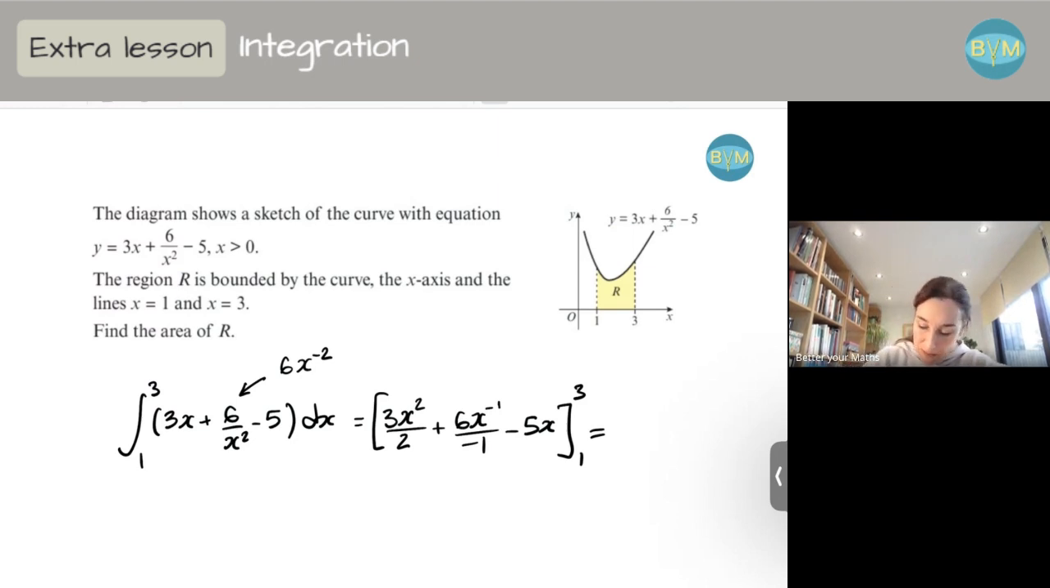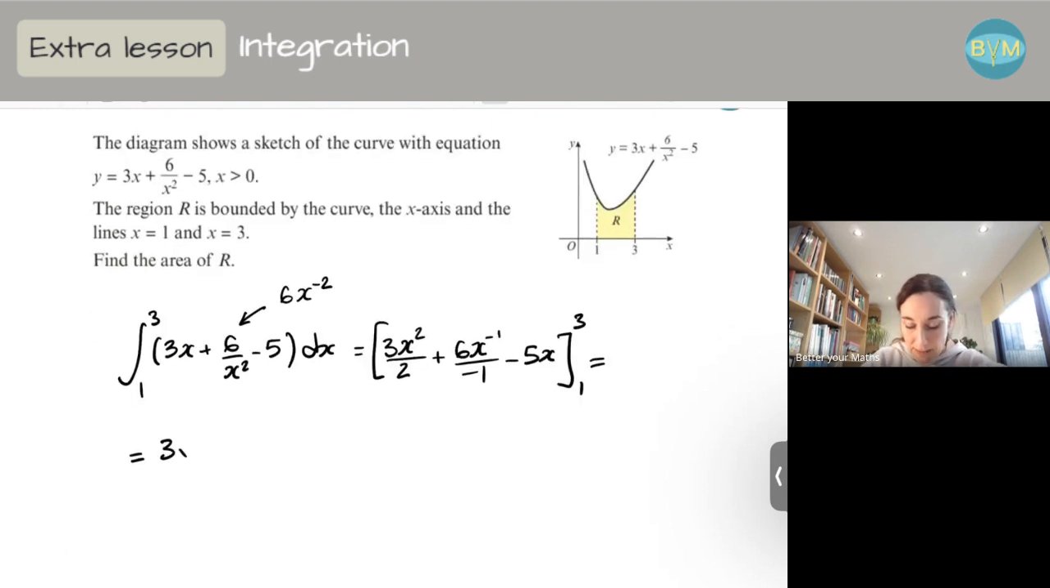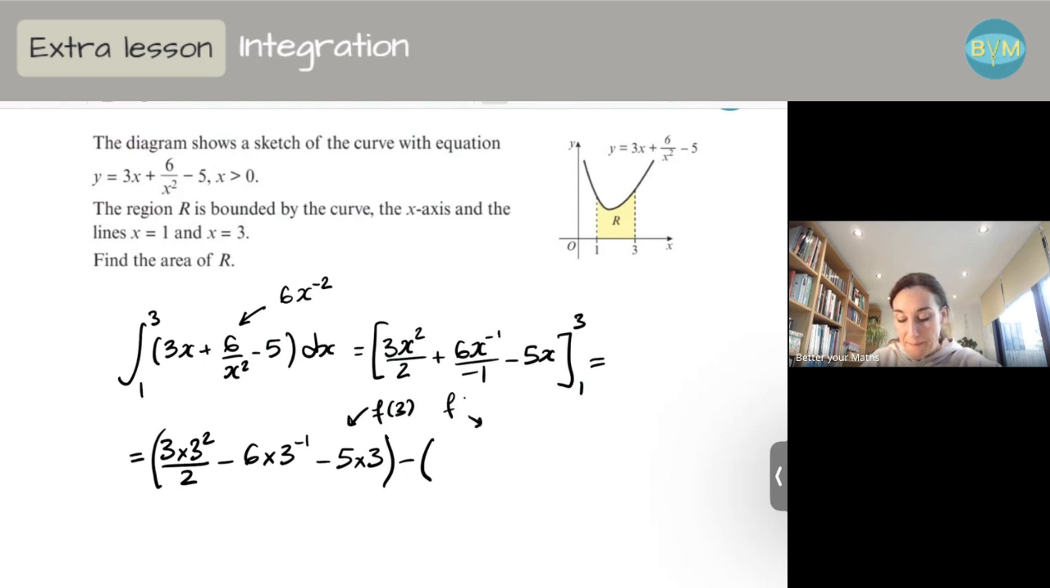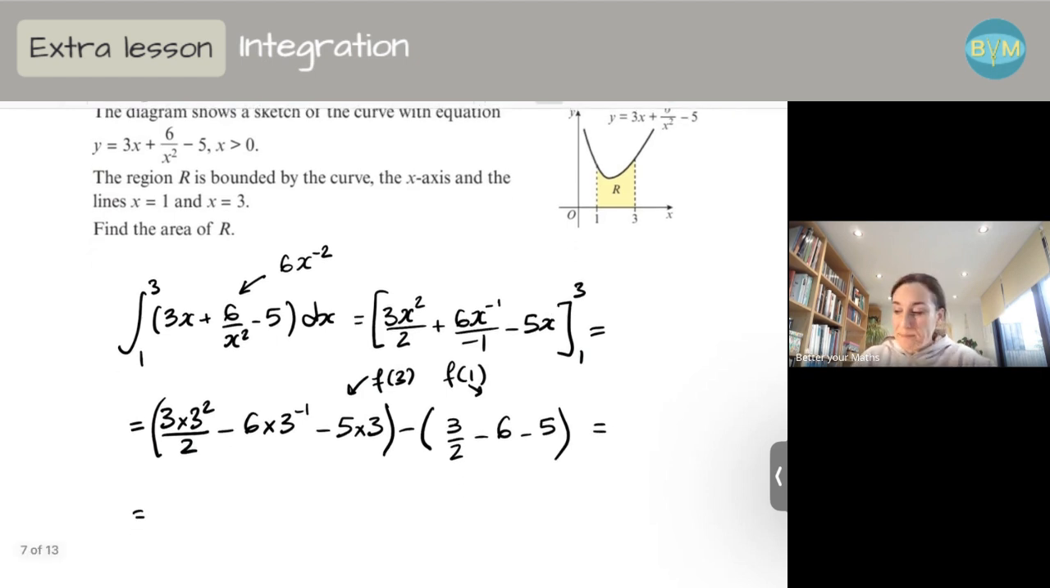Yeah, so let's go. We have 3 times 3 squared divided by 2 minus 6 times 3 to the power of minus 1 minus 5 times 3. All minus, I substitute the 1, yeah? So this is f of 3, and now I'm doing f of 1. When I substitute the 1, I have 3 halves minus 6 minus 5. Yeah? I'm just very careful, calculator, and we find it.